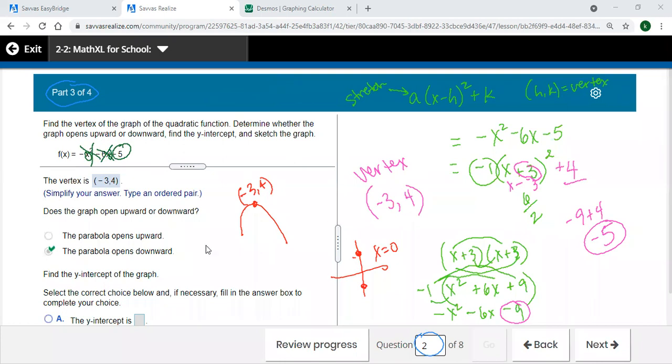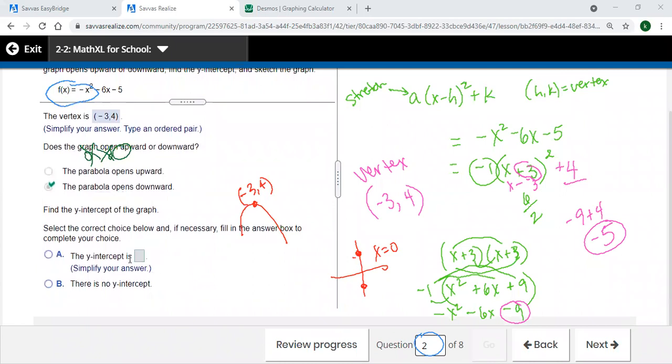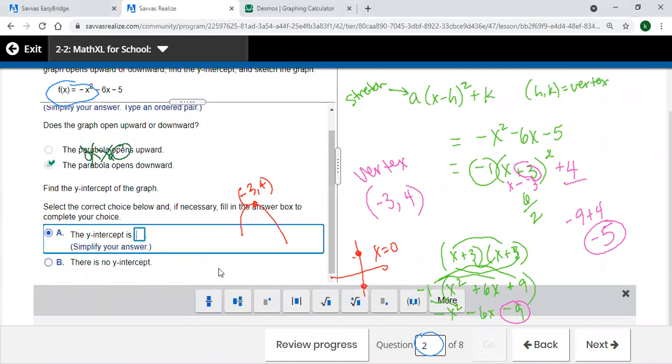Might want it as an ordered pair. We'll have to watch carefully; it says simplify your answer if it can, select the correct answer below, and if necessary fill in the answer box. So there is a y-intercept. I think usually they want you to write it as an ordered pair, so that would be 0, comma, -5. If not, sometimes it might just be the -5. But normally if they want a point, it's an ordered pair. So let's check that one.